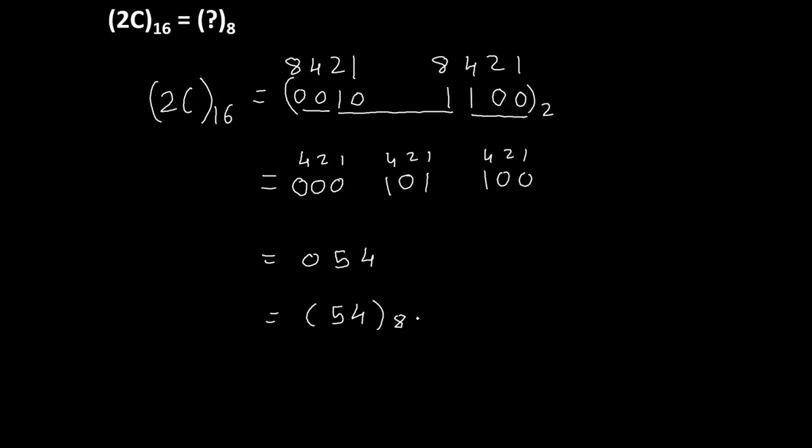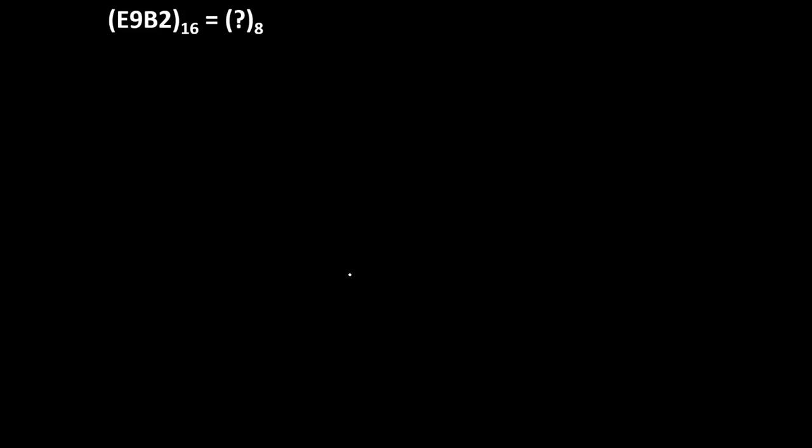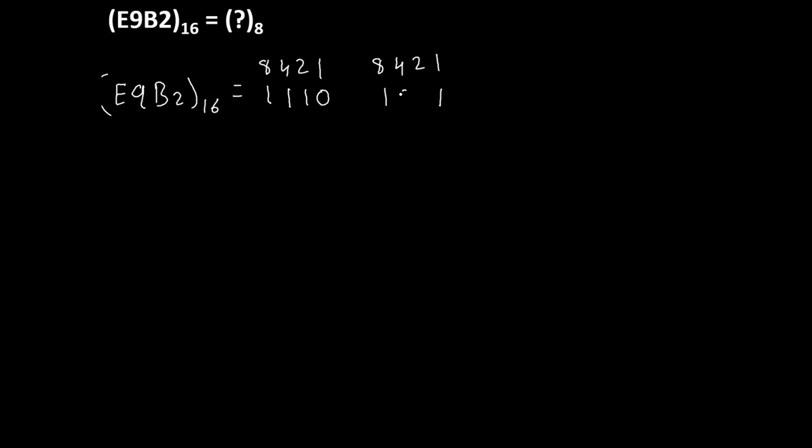Okay, let's take one more problem to understand it more clearly. Suppose I want to convert E9B2 of hexadecimal to octal. So we will start with E9B2 of hexadecimal. Now for E, we will write the code using 8421. E is 14. So for 14, 8 plus 4 is 12, 12 plus 2 is 14, and 1 is not required. Now we will write the code for 9 using 8421. So 9 is 8 plus 1.